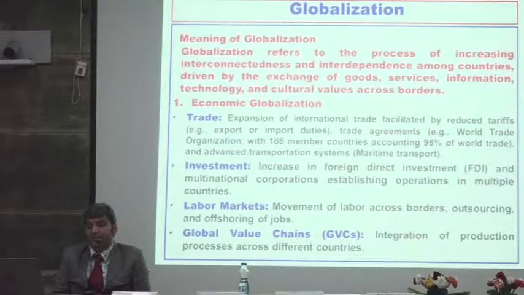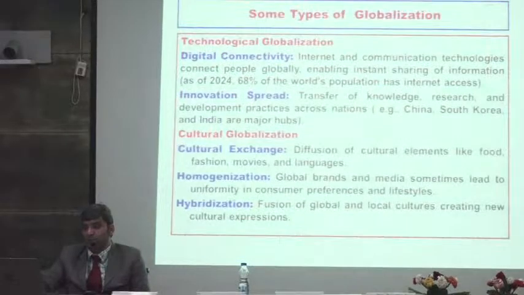Another indicator of globalization is global value chains, the integration of production processes across different countries. One part of a product is made in one country and another part in another country; one stage of processing in one country and another stage in another country. That is the rising global value chain. This is also an indicator of globalization, and these are the economic indicators of globalization.